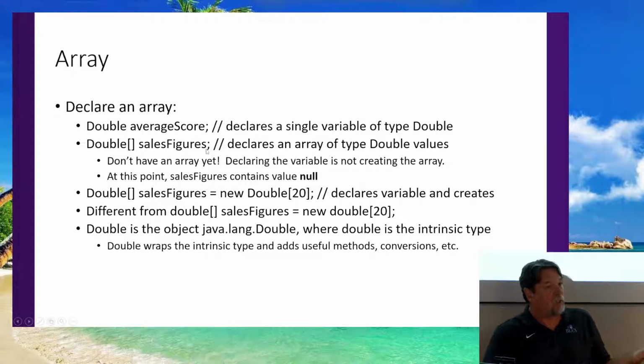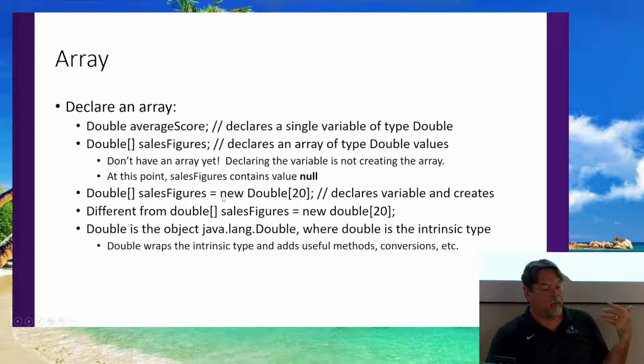Now, how much memory is going to be allocated for sales figures? It isn't necessarily related to the size of a double. If I declare an array of integers, or an array of bytes, or an array of doubles, or an array of strings, the size of the variable is going to be the same for all of those because it's essentially a reference to an array. And I haven't actually told it to allocate the array yet.